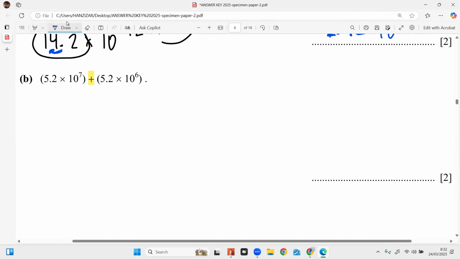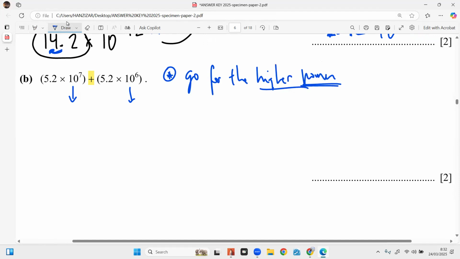Addition. If we have addition, you need to make sure that this power and this power are the same. Now, the tip is go for the higher power. Okay, go for the higher power. The higher power is 7, so this has to be adjusted. Okay, so this is 5.2.